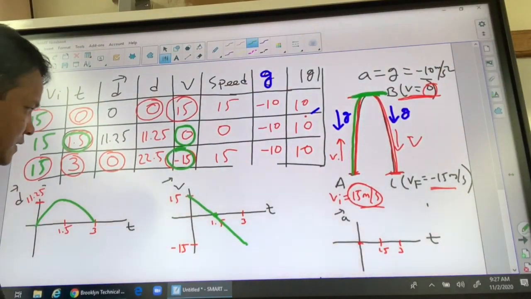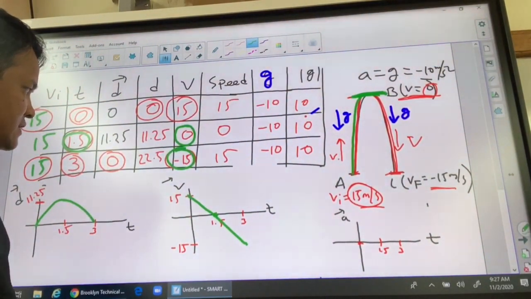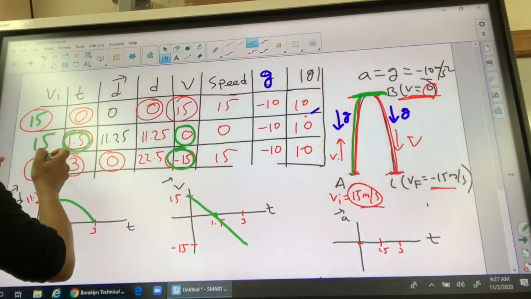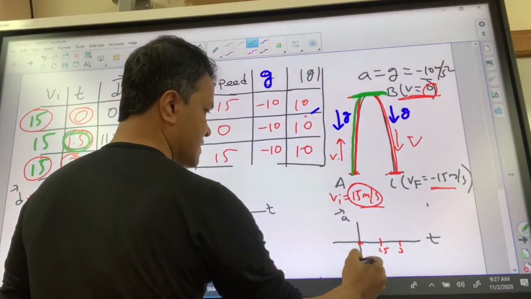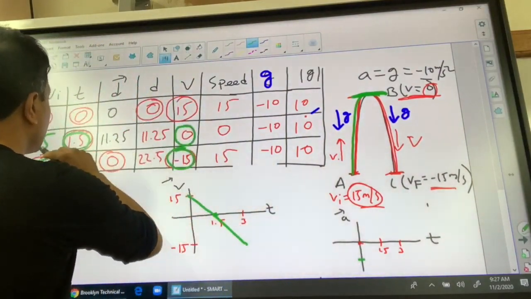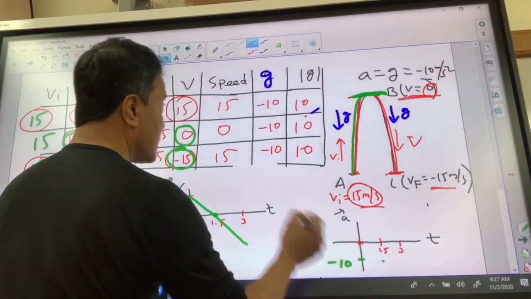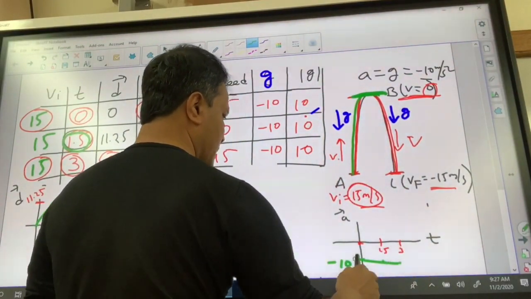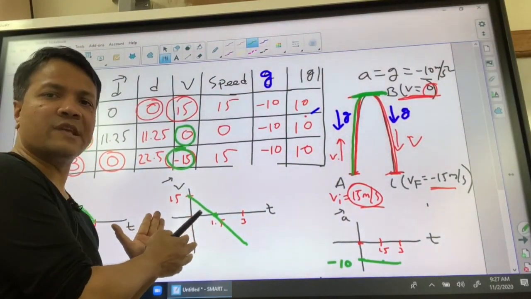All right. Very nice. Now, we're going to do the acceleration graph. The acceleration graph is very easy. At 0 seconds, the acceleration is negative 10. So let's say this is negative 10. At 1.5 seconds, acceleration is negative 10. And at 3 seconds, the acceleration is the same. Okay, good.